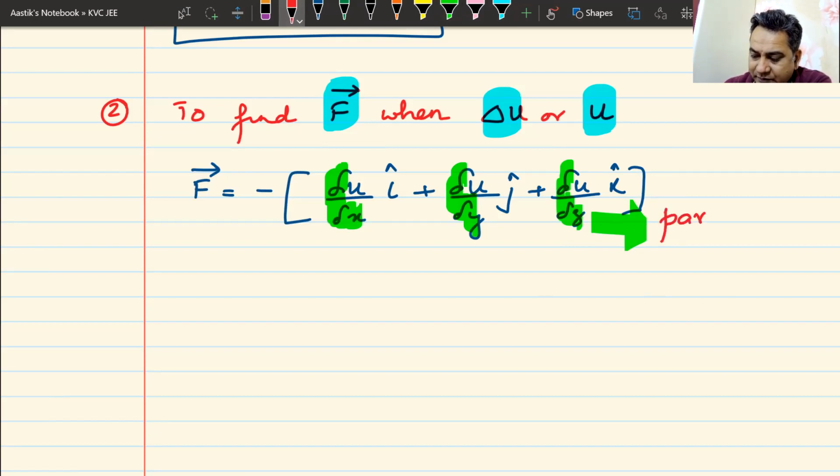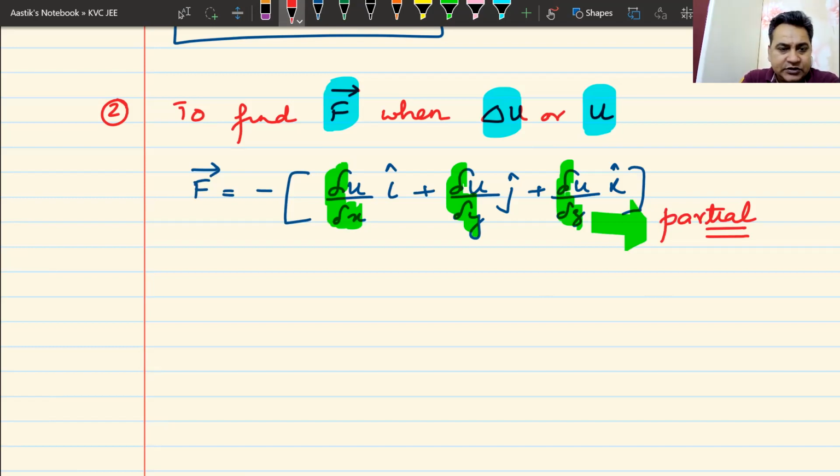Yes, if you are saying partial derivative, you are absolutely right. Del U by del X is the partial derivative of U with respect to X. Del U by del Y is the partial derivative of U with respect to Y. Del U by del Z is the partial derivative of U with respect to Z. You can also see it in your notes.